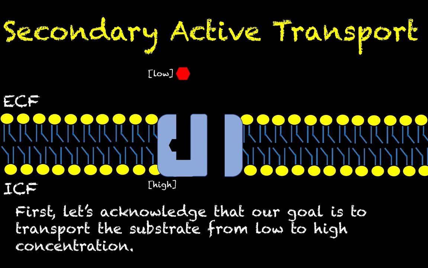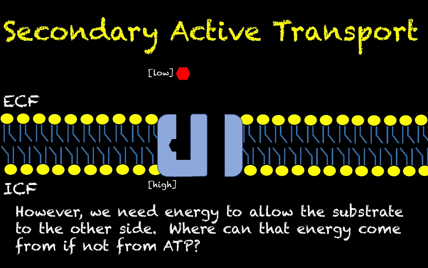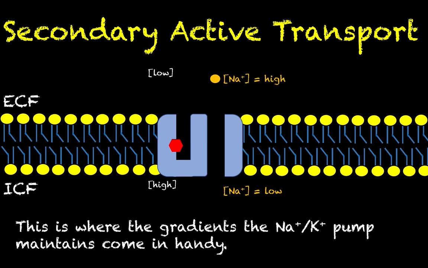But primary active transport is not all that common outside of the sodium-potassium pump, so we need another way to accomplish this. So obviously we need energy to allow the substrate to the other side, but we need to think, well, where can that energy come from if it's not directly from ATP hydrolysis? The idea here is somewhat similar to what we saw with the sodium-potassium pump. Our solute is going to bind to the outward-facing part of a carrier, but obviously, like we saw, we need energy to allow for the solute to move to the other side.